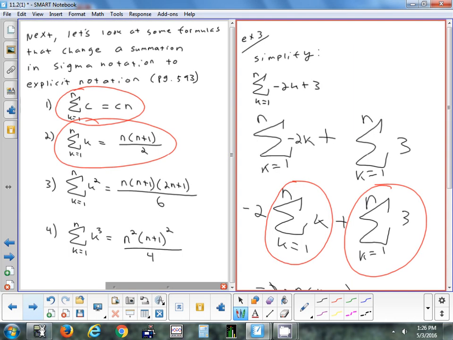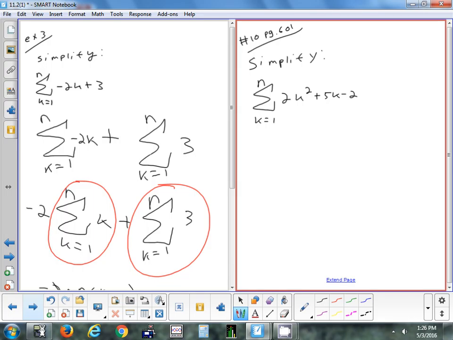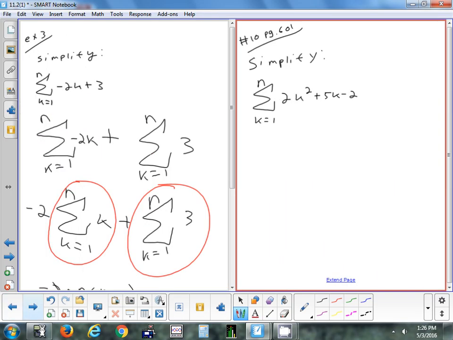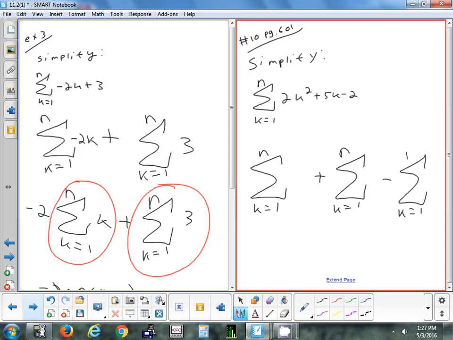Okay, let's try one more of those, except this time we're not going to do out all the algebra. Let's at least get to the step where we substitute. How many summations is this one going to be broken into? 3. They're all going to be from what to what? K equals 1 to n. Good. Okay, and then I'm going to have plus another k equals 1 to n, and then a minus k equals 1 to n.